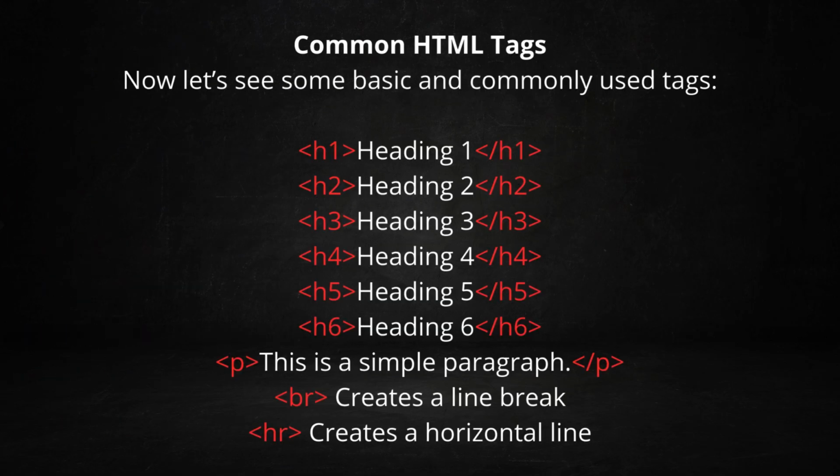Common HTML tags. Now let's see some basic and commonly used tags. H1, heading 1. H2, heading 2. H3, heading 3. P, this is a simple paragraph. BR creates a line break. HR creates a horizontal line.